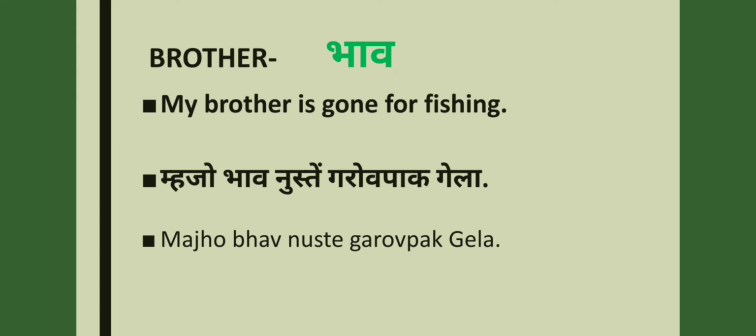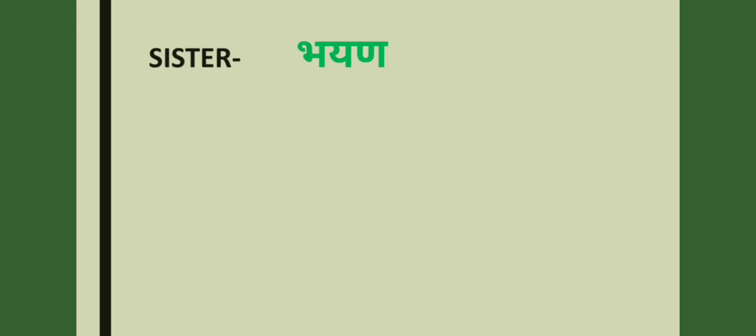म्हजो भाव means my brother. नुस्तें means fish. गरोवपाक means fishing. गेला means gone. The next word, sister. In Konkani we say भयण. भयण.